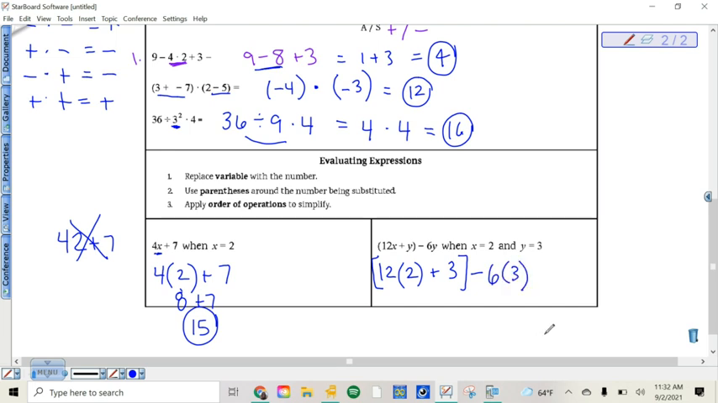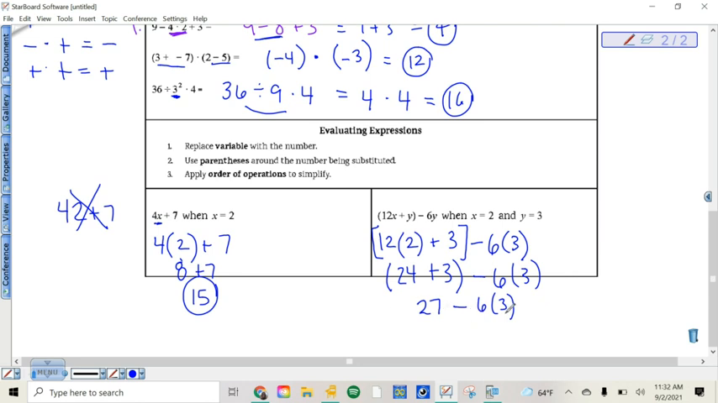So 12 times 2 plus 3 minus 6 times 3. Okay, so what do I need to evaluate first? 12 times 2. I work inside these brackets first. 12 times 2 is 24, plus this 3, becomes 24 plus 3, minus 6 times 3. 24 plus 3 is 27, minus 6 times 3. So what comes next?